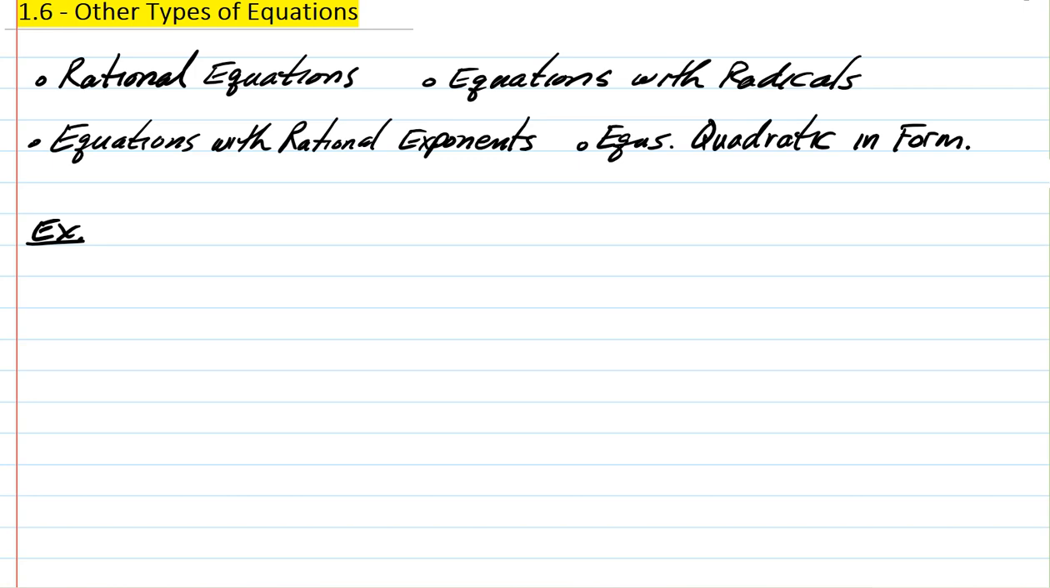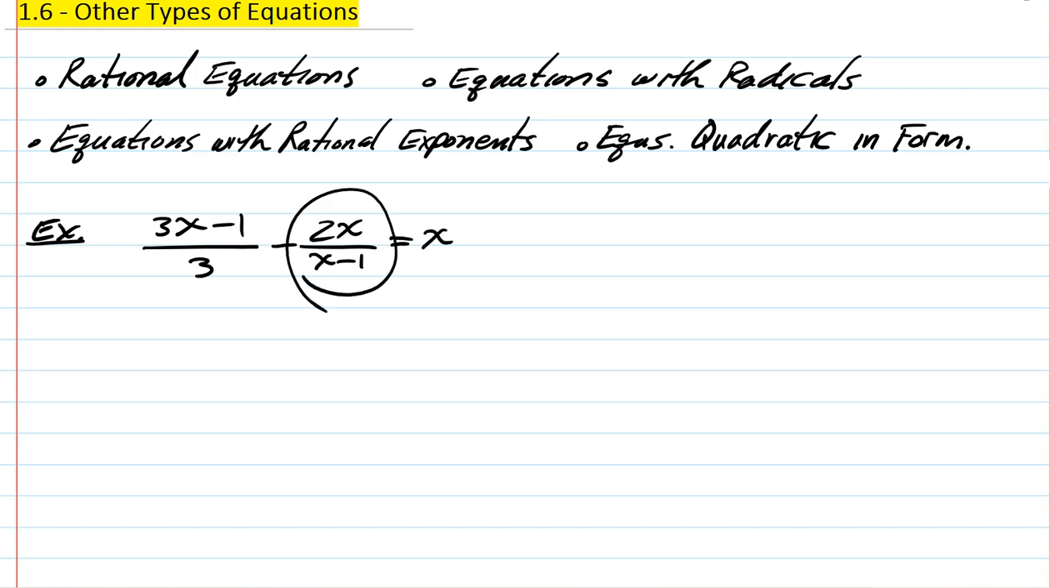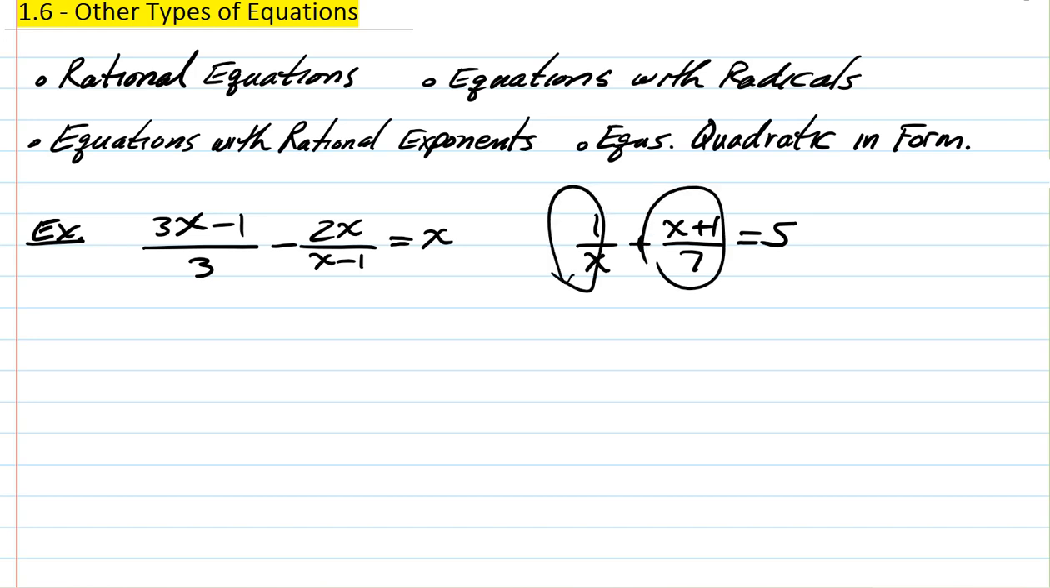I'm going to make up a simple example here. Suppose I have (3x minus 1) divided by 3, negative 2x over x minus 1, equal x. So this is called a rational equation because we have a fraction and the variable appears on top as well as on the bottom of a fraction. It doesn't have to necessarily be like that. I could have 1 over x plus 1 over 7 equal to 5. That's also a rational equation, as long as x is in either top, bottom, or both.